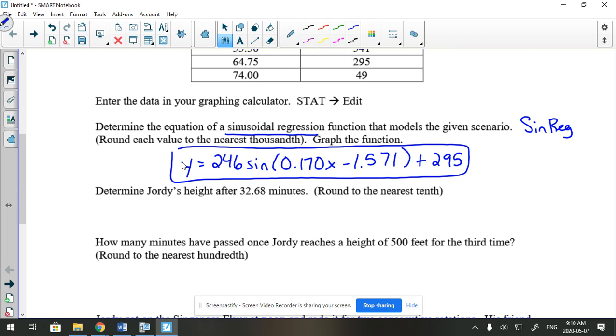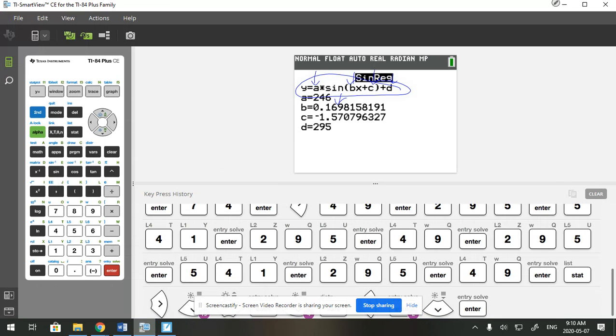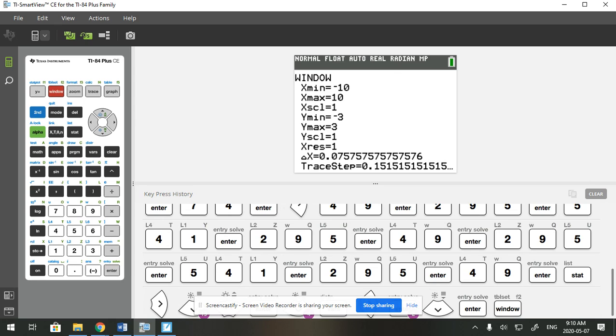So it says determine Jordy's height after 32.68 minutes. It tells me a time, so my x value is 32.68, and we can easily get that from our graph. So let's look and see what our graph looks like. Before I actually graph it, I like to change my window settings so I know I'll see everything I need to see. And I use that table of values to help me.